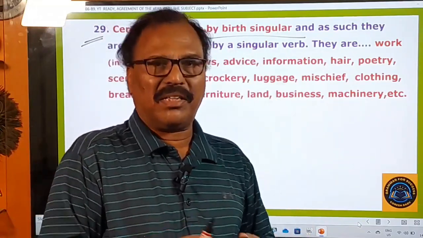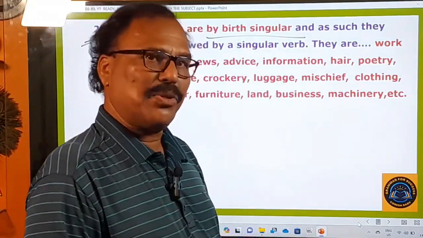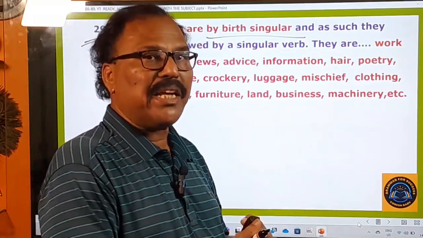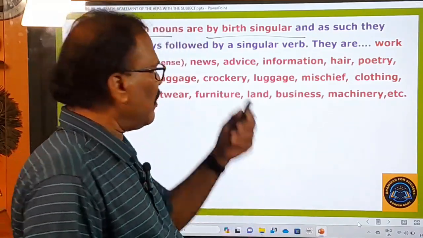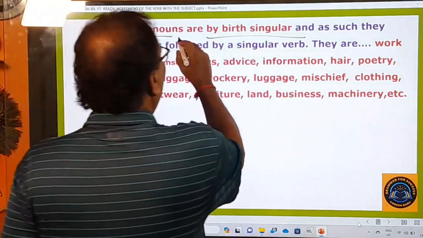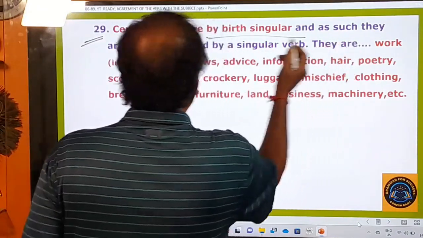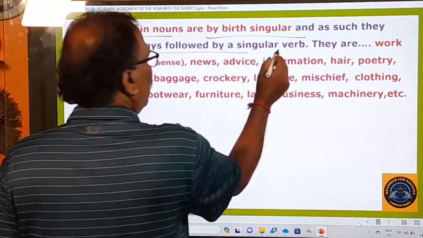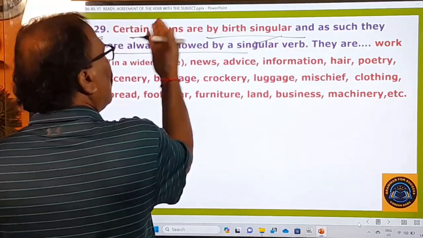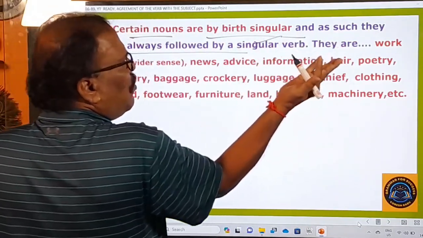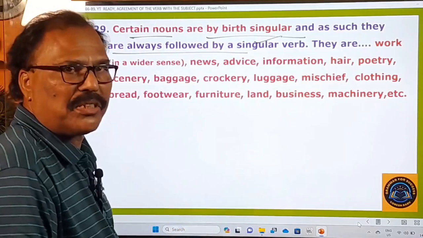Otherwise, you cannot learn it. Please, English is an easy language, no doubt about that, but you must make some effort to learn it, right? And here, there are certain nouns that are by birth singular, and as such, they are always followed by a singular verb. Singular nouns always take a singular verb after them. There is nothing special about it, okay, right?